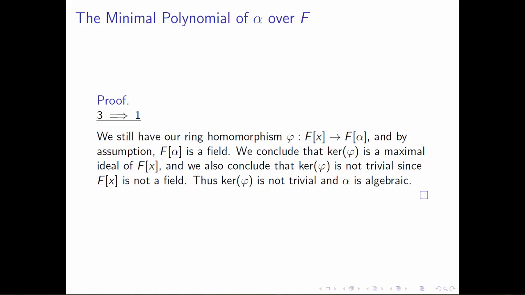And that's enough to tell us that the kernel of phi is non-trivial, and by definition that means alpha is algebraic. So in other words, I'm going kind of fast through this 3 implies 1 proof because all of the ideas that we need for 3 implies 1 are covered on the previous slide for 2 implies 3. And this completes our circuit that we need to prove the theorem.